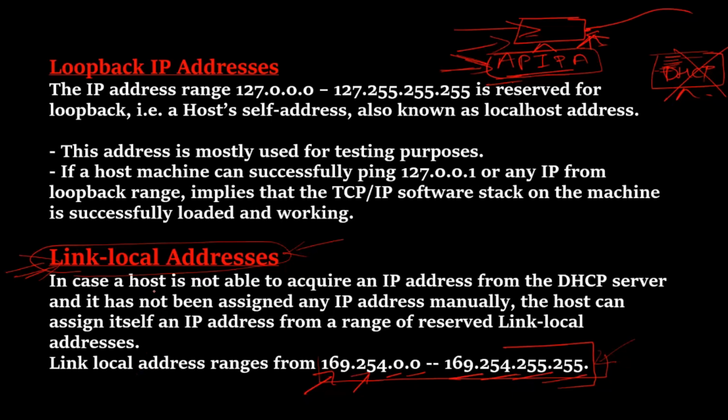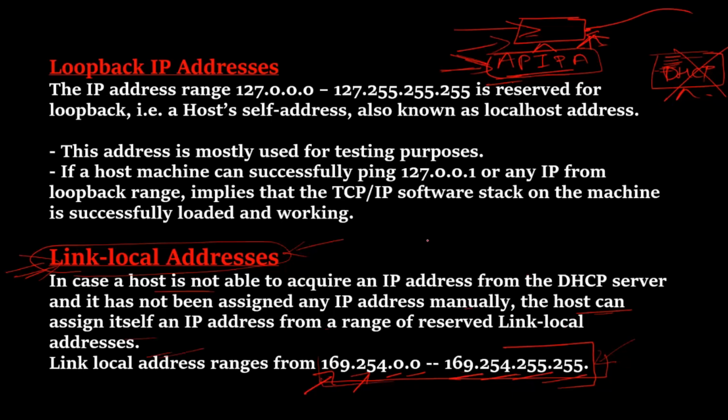So here you can see, in case a host is not able to acquire an IP address from the DHCP server and it has not been assigned any IP address manually, the host can assign itself an IP address from a range of reserved link local addresses. So this is the range.